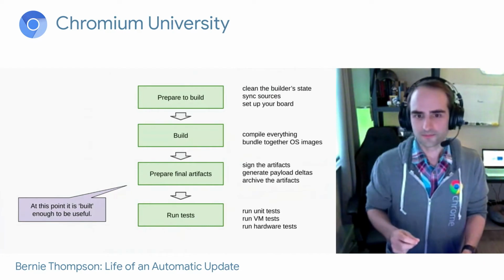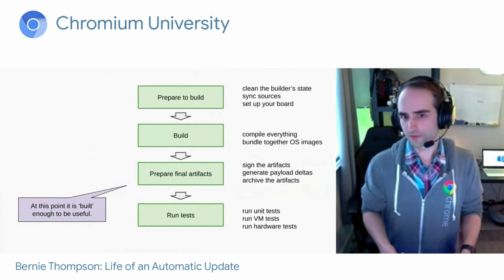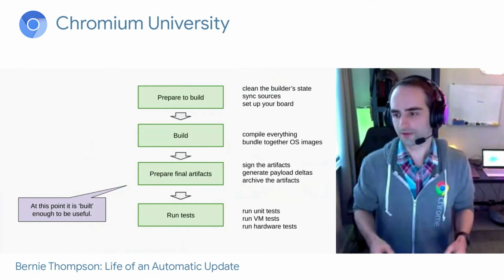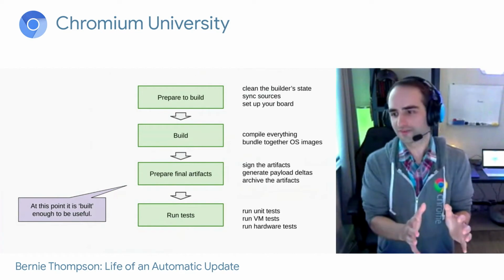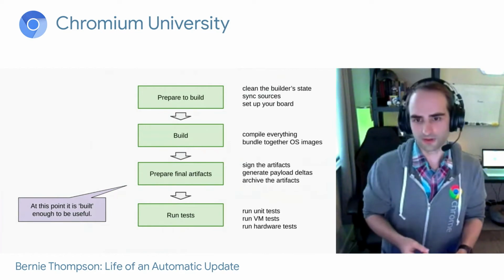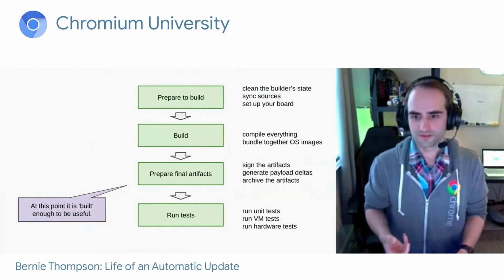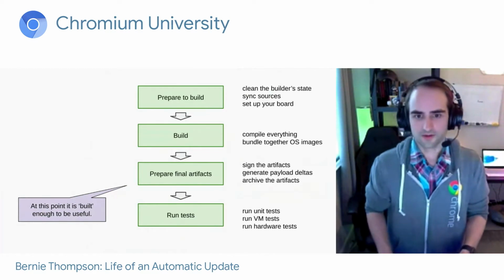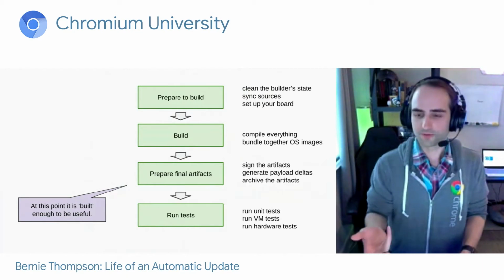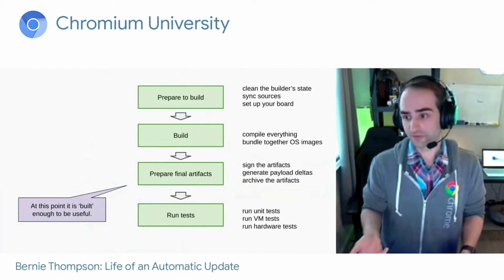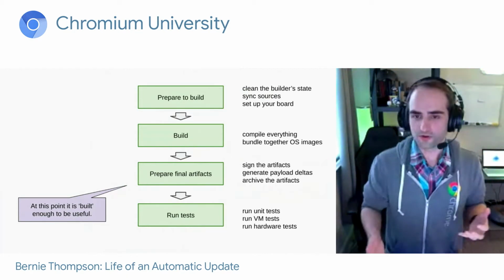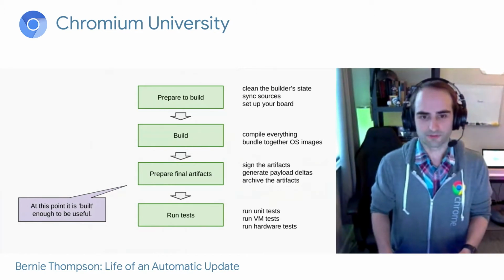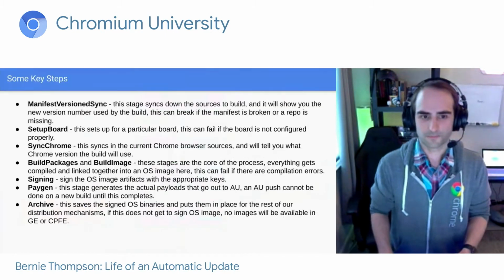The things like signing the images and creating binary delta payloads, because we don't want to ship an entire huge image to every single user. We want to ship like the smallest thing we can, and so we generate those at this stage. And then we, of course, save them in an archive location so that we can access them later. And then the final type of thing we tend to do in the builders is kick off a bunch of tests so that we know how good the build is, and that we can find regressions as quickly as possible.